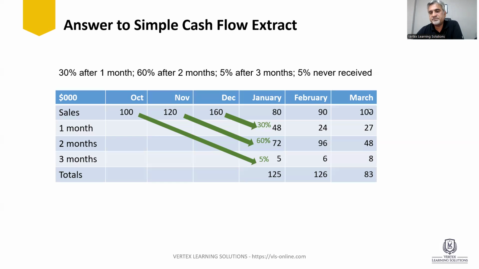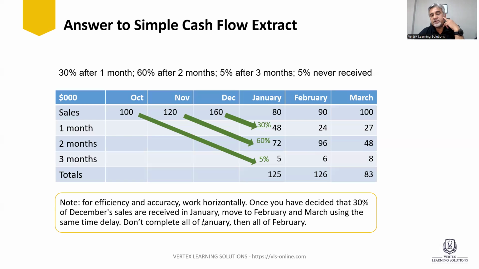If you want to see this March, this is 27, where is it coming from? This is 30% of this. Then this 48 is coming from January, 60%. This 8 is coming as 5% of December, 160 into 5%. So you have to be careful in making the structure. Otherwise, it is not very difficult. It's only about being careful where I'm going to receive the cash.